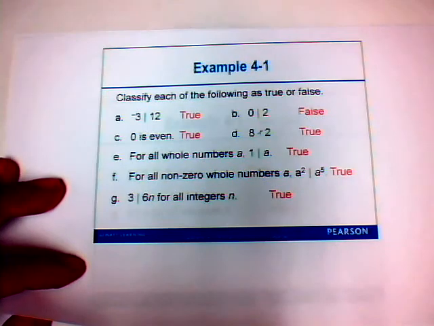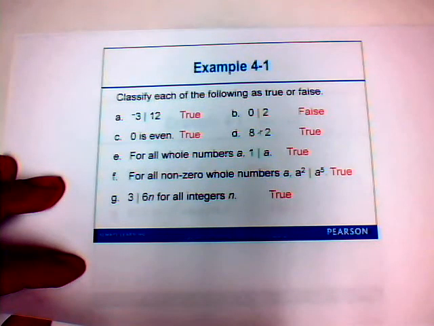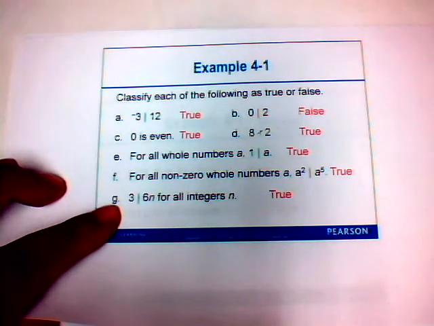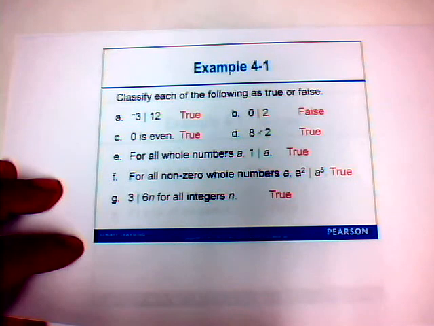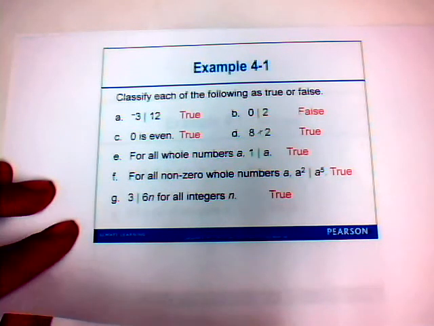Part F, for all non-zero whole numbers a, a squared divides a to the 5th, because I can find an expression multiplied by a to the 2nd that will give me a to the 5th, which in this case is a to the 3rd power. If you recall, when you multiply powers of the same base, you add your exponents. And G, 3 divides 6n. Any integer that I assign to n multiplied by 6 is going to be a multiple of 3, so that's true.